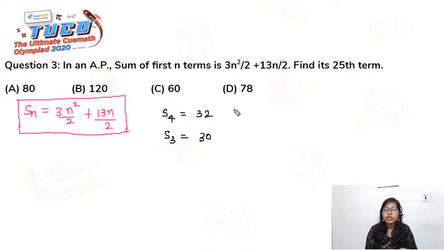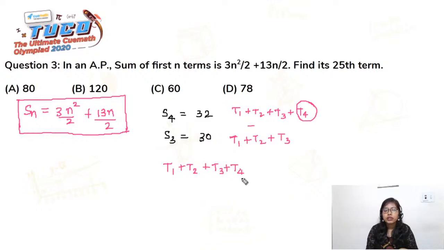You know that the sum of 4 terms is nothing but T1 plus T2 plus T3 plus T4, and the sum of 3 terms is nothing but T1 plus T2 plus T3. Now, to get the fourth term, what could we do? Can we subtract these two? When we subtract, T1 plus T2 plus T3 plus T4 minus the whole of T1 plus T2 plus T3, T1 and minus T1, T2 and minus T2, and T3 and minus T3 get cancelled, and you finally get the value of T4.